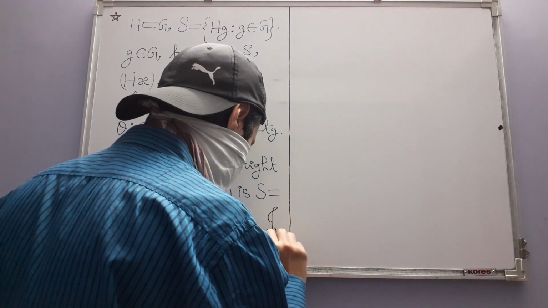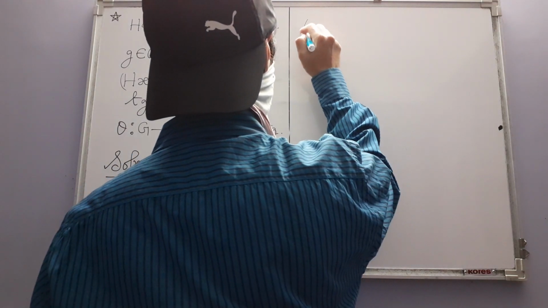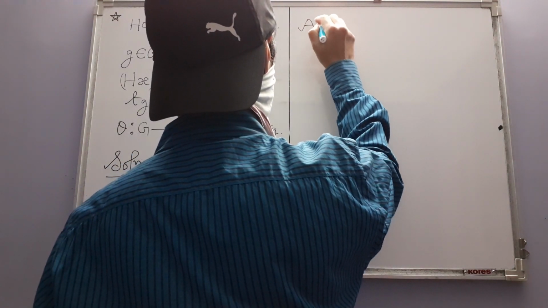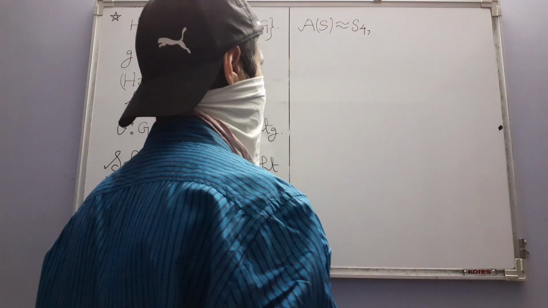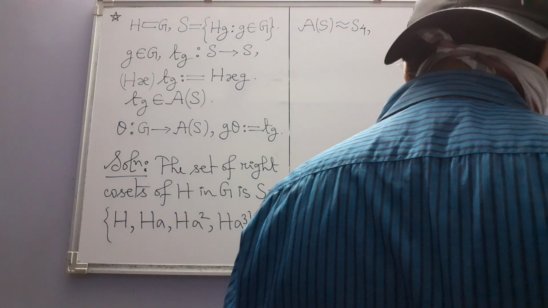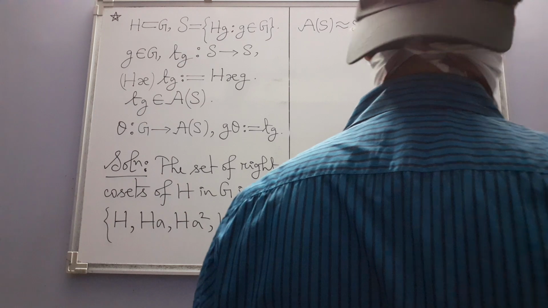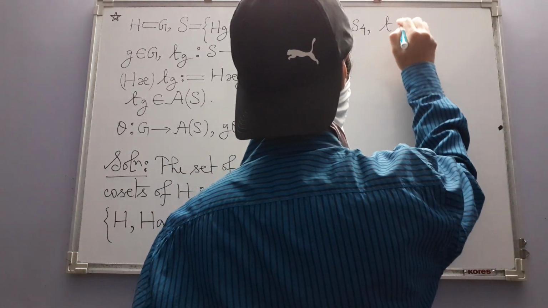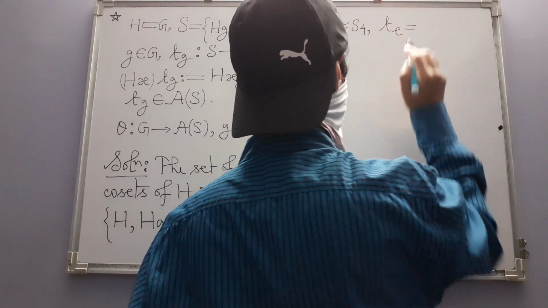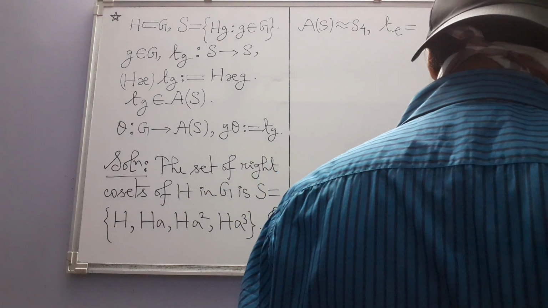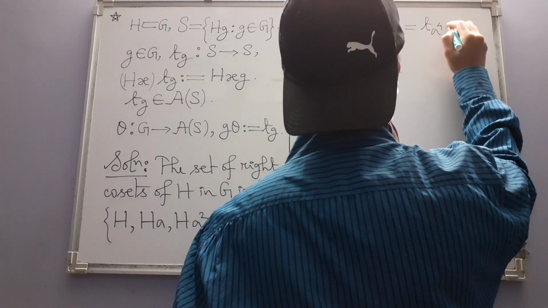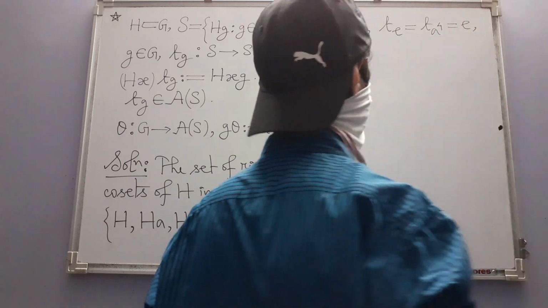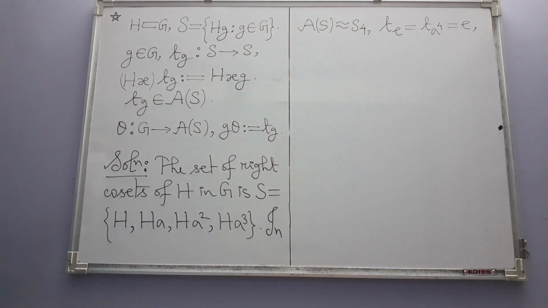In A of S, which is isomorphic to S4, the T functions turn out to be this. Te is going to be E, and Ta to the power 4 also turns out to be equal to E.